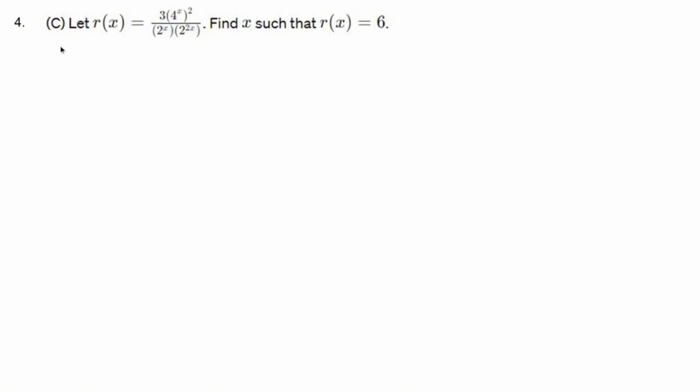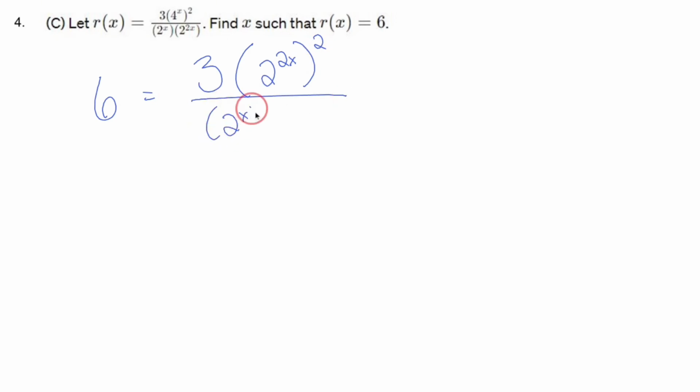Ooh, part C, and the last thing. 3 times 4 to the x in parentheses squared over 2 to the x in parentheses times 2 to the 2x in parentheses. Find x such that r of x is 6. So r of x is 6 is going to equal 3 times. And you know what? I see these bases of 2's. Let's make 4 a base of 2. So that's going to be 2 squared to the x, which is 2 to the 2x, to the 2nd power over 2 to the x, 2 to the 2x.